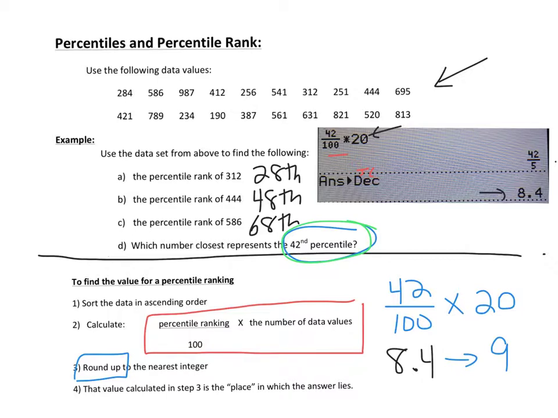Now 9 is not the answer to the question. The question is saying which number in this data set, which of these 20 numbers, would correspond to the 42nd percentile. Well, here the 9 is going to tell you. The 9 is going to be the place value. That means the 9th number in your list. We sorted the data in order from smallest to largest. So now go back to your list and find which number is in the 9th spot of your list.